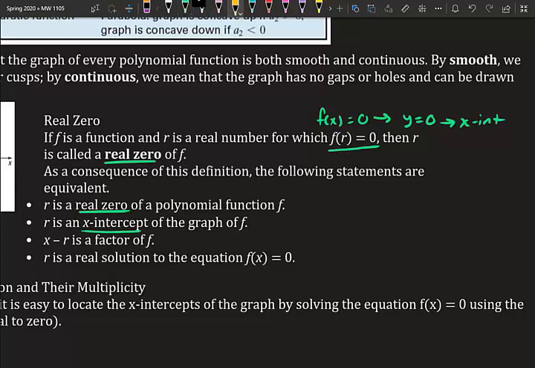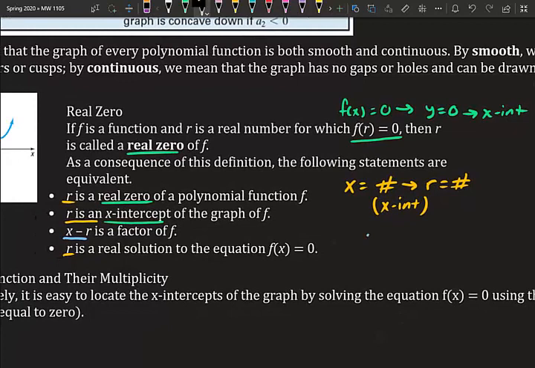This whole r thing, all that means is x equals a number, but instead of x, they're saying r equals a number. That's all. So we're just saying that this is an x-intercept. And then x minus r is a factor of f. All that is saying is, you know how when you factor, you get x minus a number equals 0? That's all that's saying. And then here, all that's saying is y equals 0. That's all.